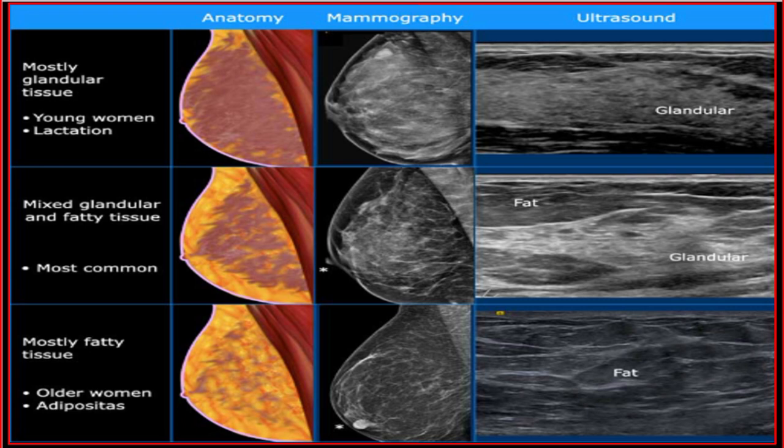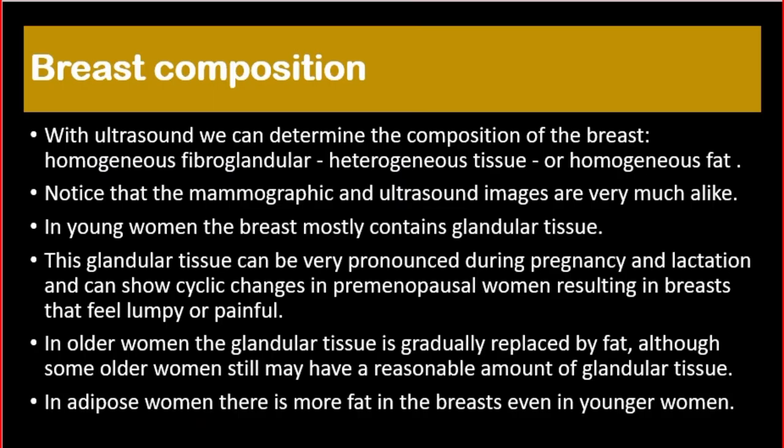This glandular tissue can be very pronounced during pregnancy and lactation, and can show cyclic changes in premenopausal women, resulting in breasts that feel lumpy or painful. In older women, the glandular tissue is gradually replaced by fat, although some older women still may have a reasonable amount of glandular tissue. In adipose women, there is more fat in the breasts even in younger women.